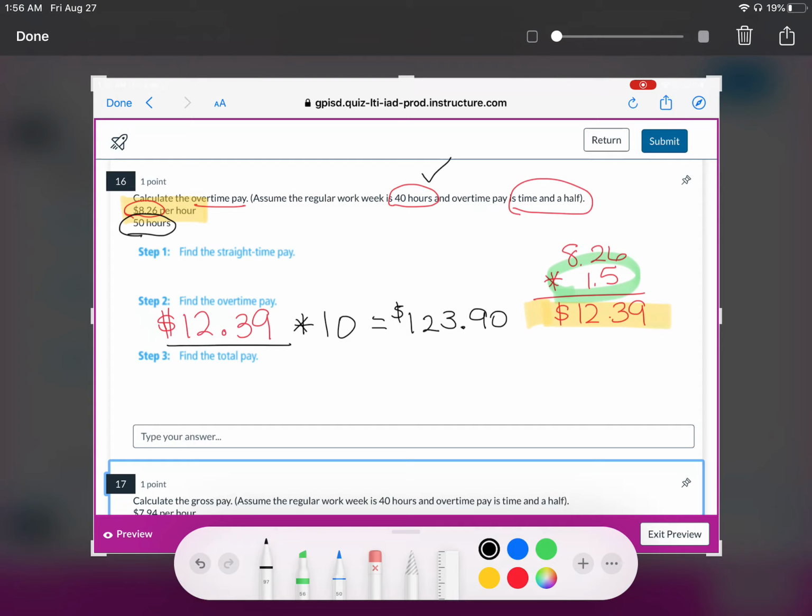Do you have to type the 0? No. You could stop right there. You could stop at the 9. That's okay. So on that example, when it says calculate the overtime pay, be careful. You do not have to find the total. It's not asking for the total. It's only asking for the overtime, so we can stop right there.